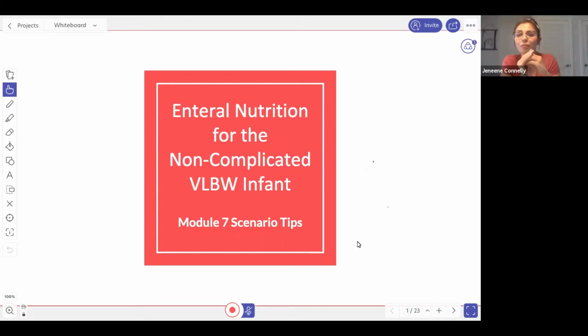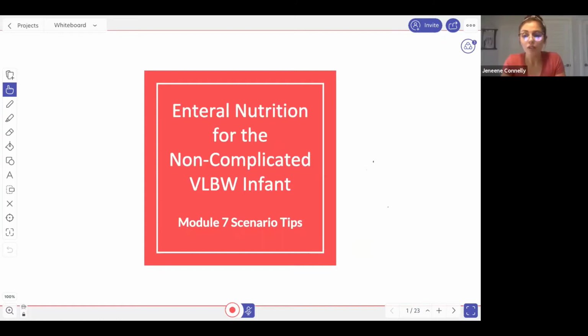Okay, so let's get into it. Module 7 scenario. We're going to be going over and doing another ADIME, another scenario with a non-complicated, very low birth weight infant and dealing with enteral nutrition and parenteral nutrition, and it's going to be really fun. It's going to be a cool one.